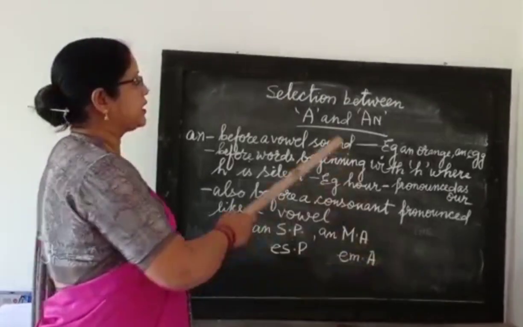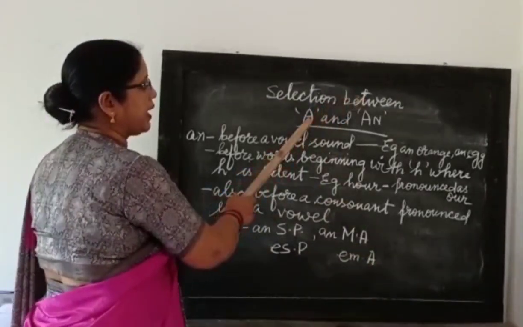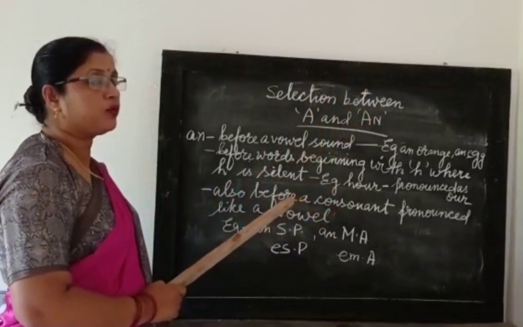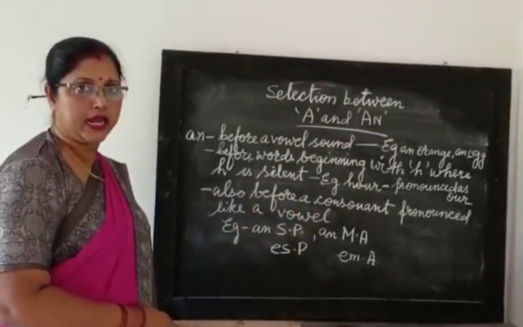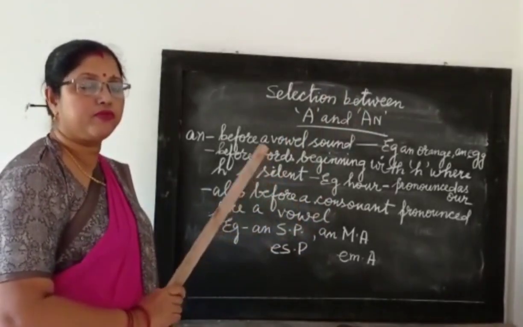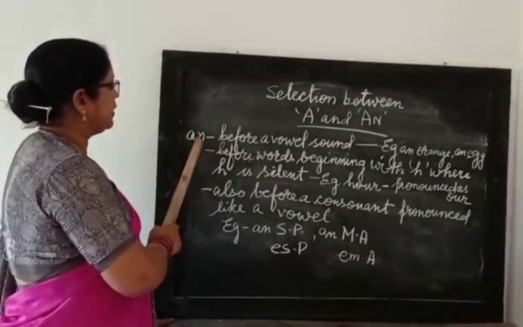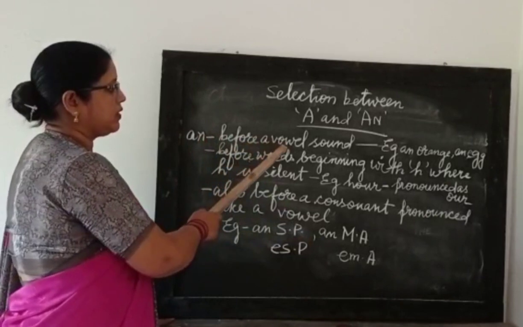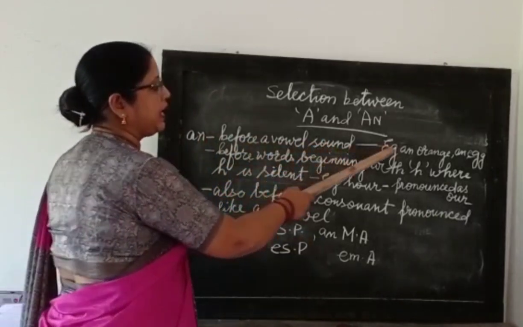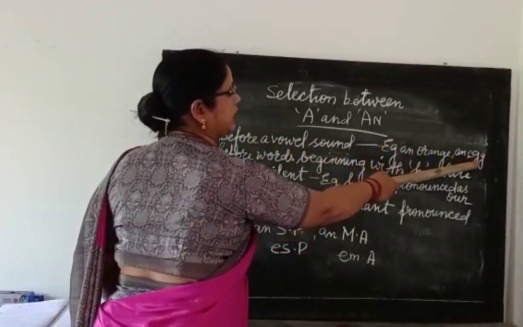Next, children, we will study the selection between a and an. Now where are we supposed to use an? I mean, before which words are we supposed to use an and a? Now an is used before a vowel sound. For example, an orange, an egg.